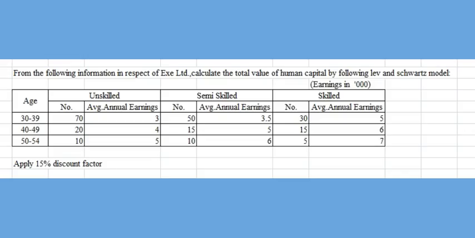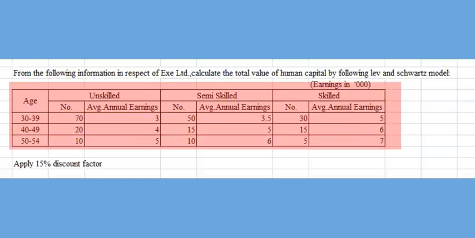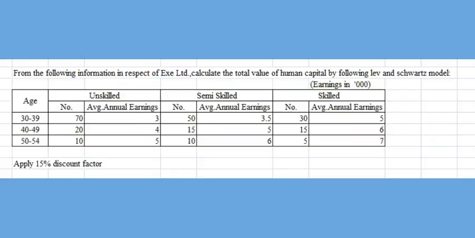Let us do some problems to get 100% hold of this chapter. Question number 1. From the following information in respect of EXE Limited, calculate the total value of human capital by following the Lev and Schwartz model. Three age groups of workers classified as unskilled, semi-skilled and skilled workers are given in a table. The question says to apply 15% as the discount factor.